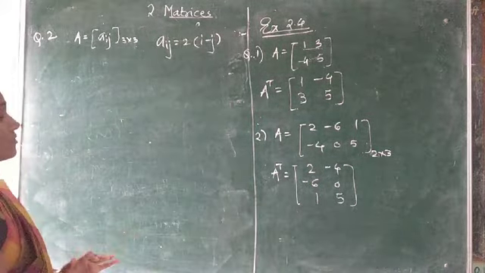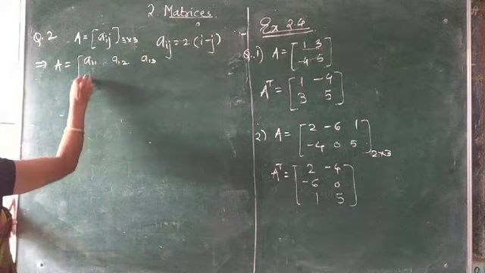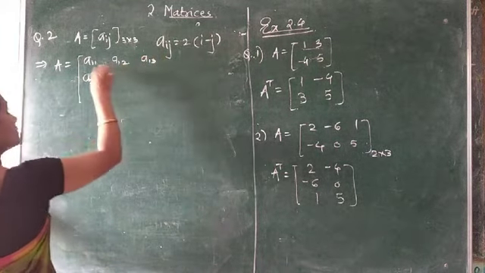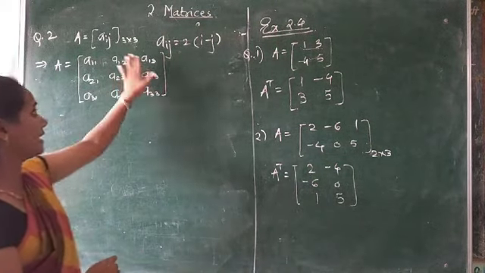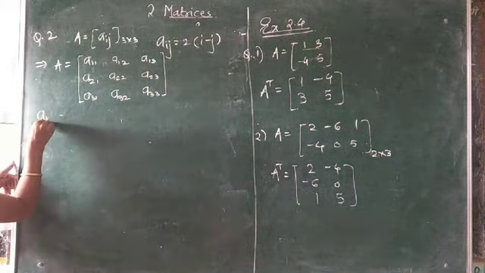So first, we have to find our matrix A. This is a matrix of order 3 by 3. First we write the general elements in this matrix: a11, a12, a13, a21, a22, a23, a31, a32 and a33. Using the condition, we find every element. The first element is a11: write 2 into (i - j); since 1 - 1 is equal to 0.